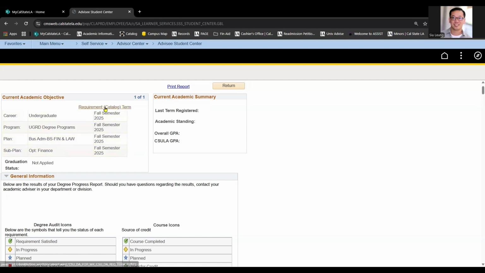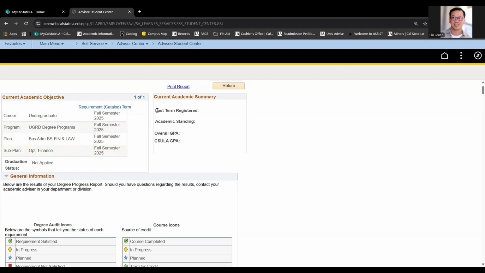You also see another piece of information, and that is the catalog term. Sometimes we just call it the catalog year or the requirement term. As you can see, this student's requirement term is fall 2025. That's because when you apply to the university, if you apply in fall 2025, that is your catalog year. That is important because catalog years might have different requirements. If you're on an older catalog year, your requirements might be a little bit different. But in this case, this student is on the 2025 catalog year, so their requirements are based on 2025.